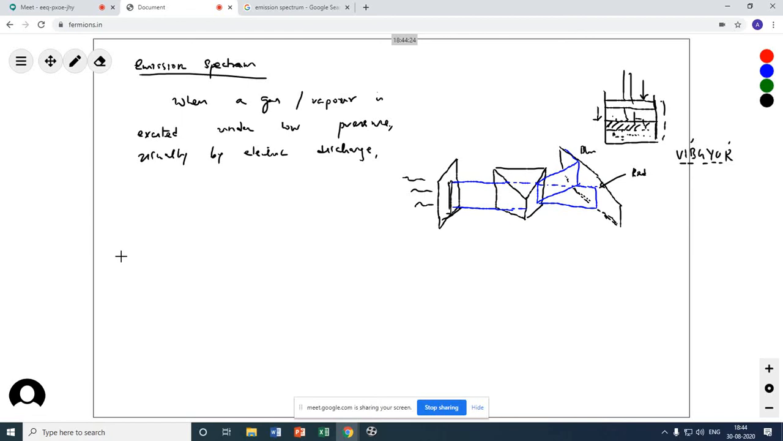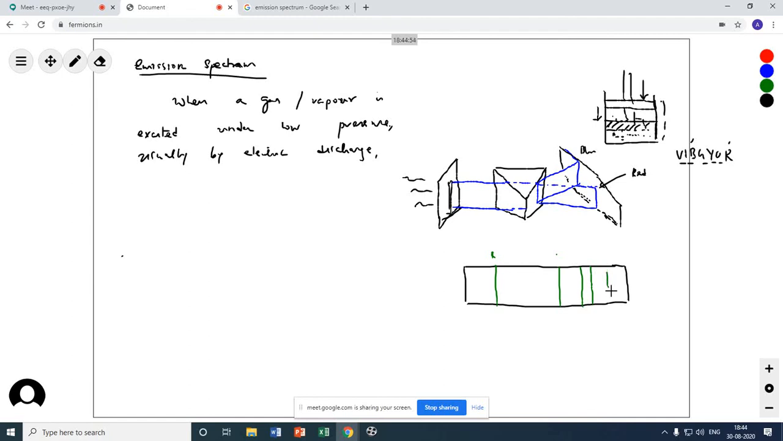Let us see now absorption spectrum. So when I look at this, what will I see? I will see a very dark background with some non-uniform lines. This is one line, this is the second line, this is the third line, maybe one more line here, and that's it. Maybe this is red, this is some other color, and gradually it becomes fainter and fainter.